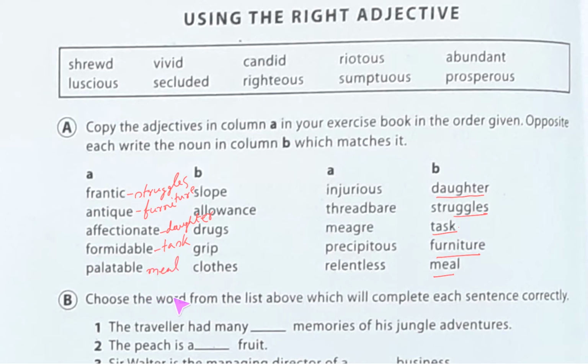So this is so interesting. We have done all from this place. So next do this column here, injurious. Injurious what? Slope, allowance, drugs. Injurious drugs we can write. Next one, threadbare. So easy, you know, threadbare clothes.